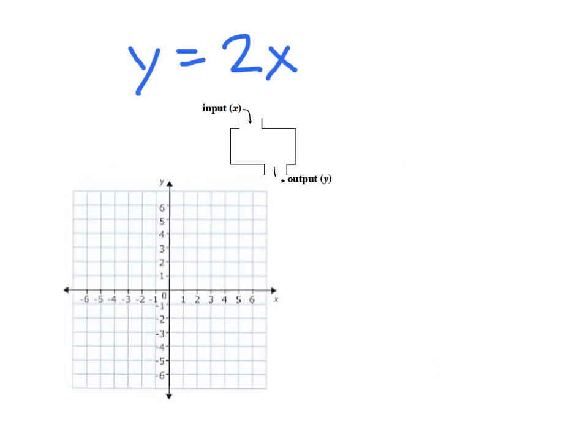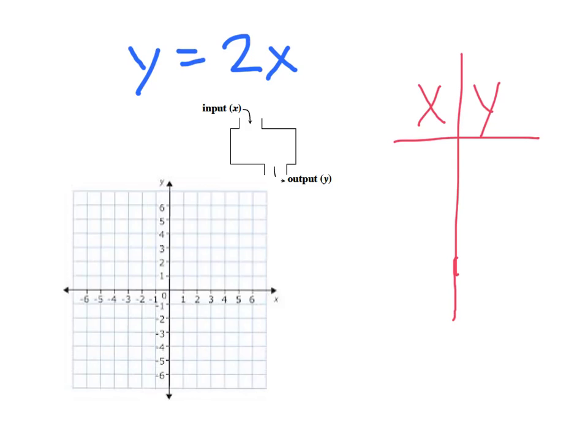All right, so here we have a different graph, y equals 2x. Again, let's generate ordered pairs and make a table of values. And remember, X is our input, so we're going to pick values for X.